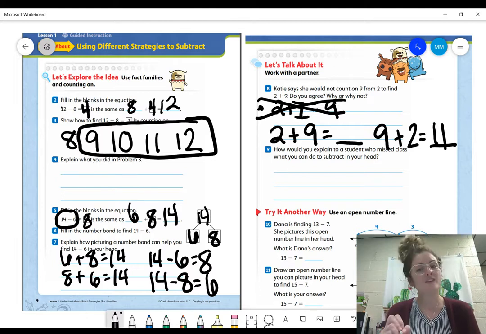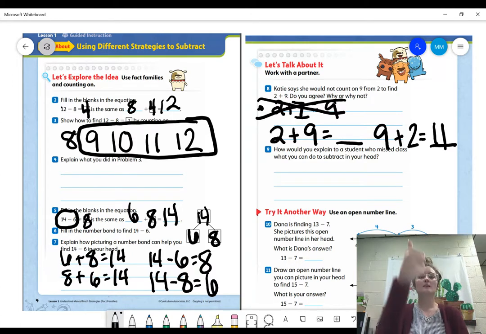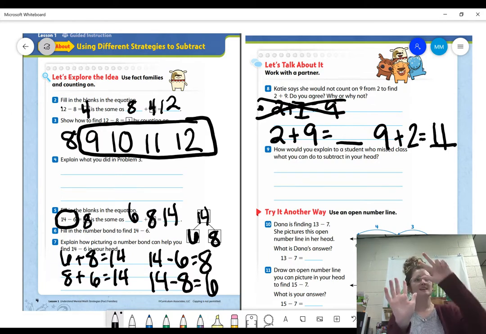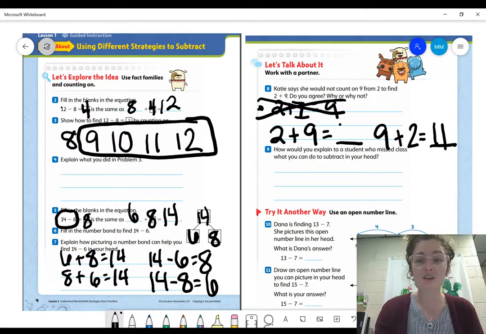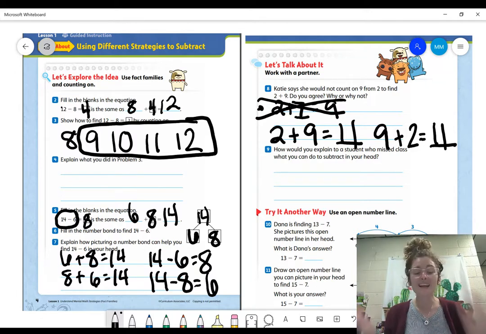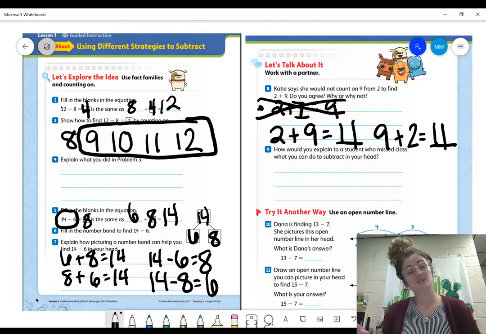Now I know in my fact family, if I'm using the same parts, it'll make the same whole. Let's double check. I'm going to start at 2 and count on 9 more. Here we go. 2, 3, 4, 5, 6, 7, 8, 9, 10, 11. That took a little bit longer than just counting on 2 more, right? So Katie, she might have been trying different strategies, right? So maybe she thought that she was only supposed to count to 9 instead of counting on 9 more.